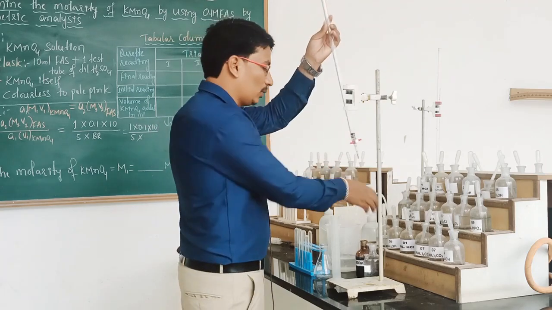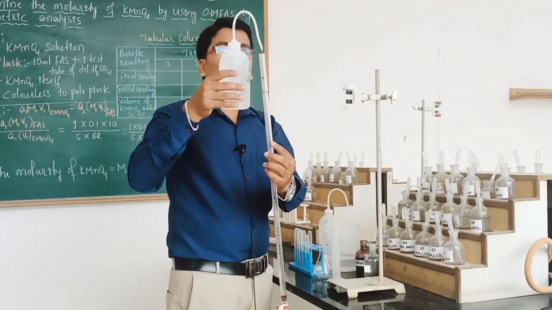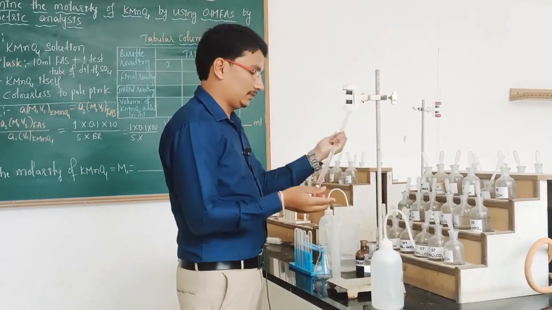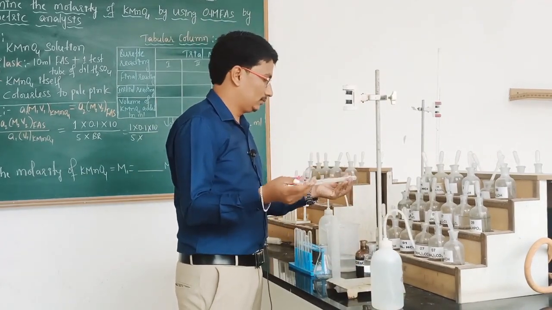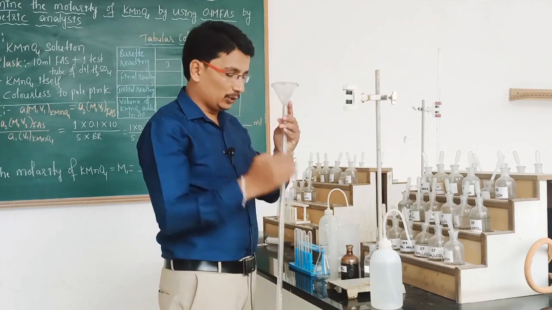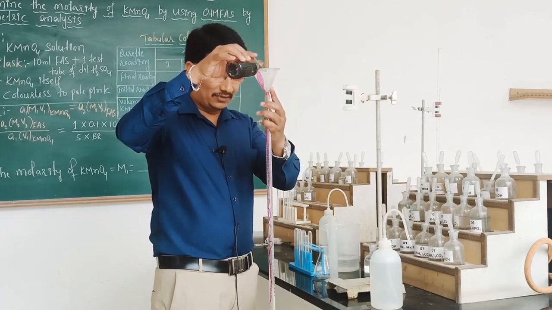So first we have to close the knob of the burette. Then we have to fill the water, and we have to wash the burette with the water. After washing, we have to use the funnel to fill the solution. For rinsing, we have to use a small amount of solution.